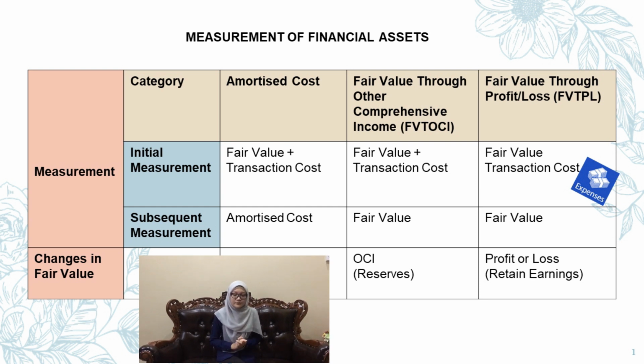Okay, we move to subsequent measurement. For amortized cost, we still measure at amortized cost, but for FVTOCI and FVTPL, we measure at fair value. The changes in fair value in FVTOCI will show in other comprehensive income, and changes in fair value for FVTPL will go to profit or loss.